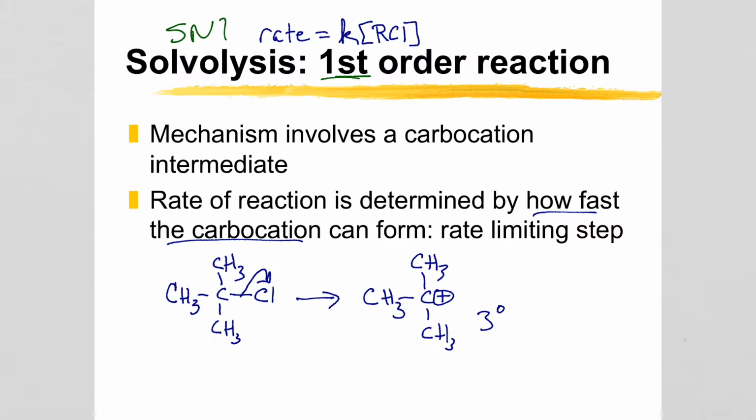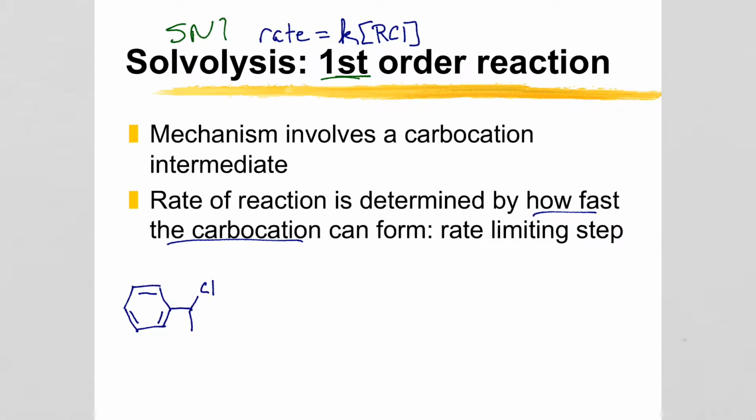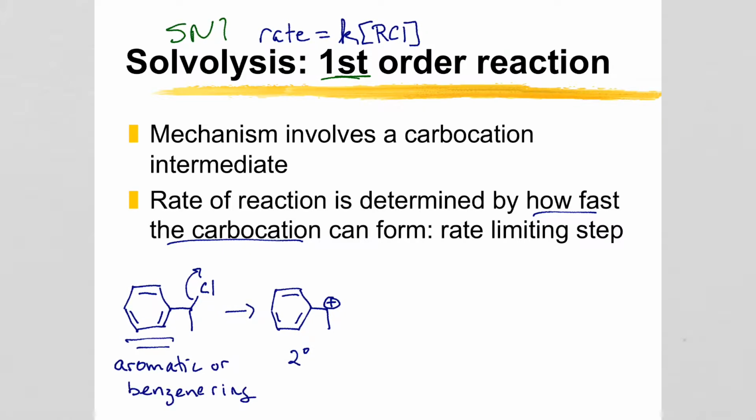The other substrate that you're going to be using is 1-chloro-1-phenylethane. And this carbocation, even though it is a secondary carbocation, is also stabilized by resonance due to the presence of the aromatic or benzene ring. So we can show resonance forms for this. There's the first resonance structure. There's the next resonance structure.